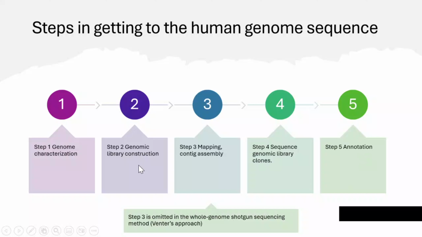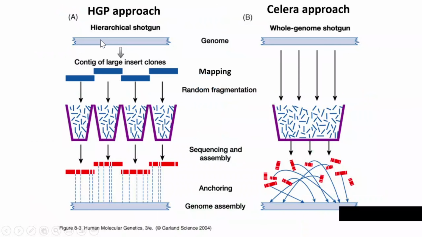Okay, and one thing that is important to understand is the difference between the Human Genome Project and Craig Venter's approach: Craig Venter just went straight to sequencing. He did not care about contig assembly whatsoever. So break the DNA, and sequence the pieces directly instead of building this library. Okay, so this is the example here.